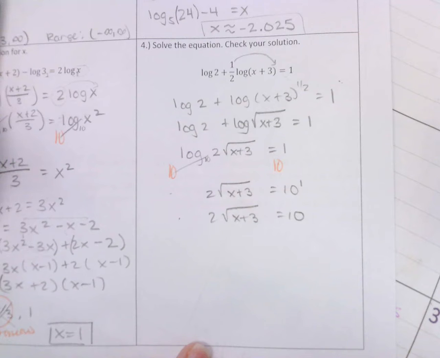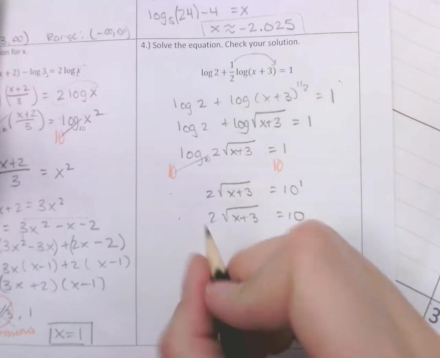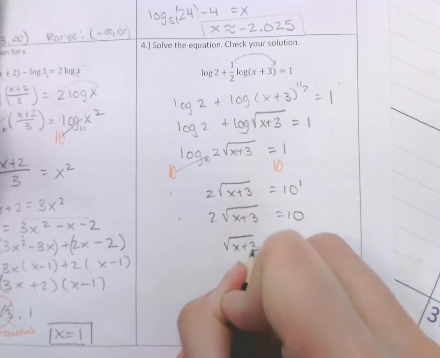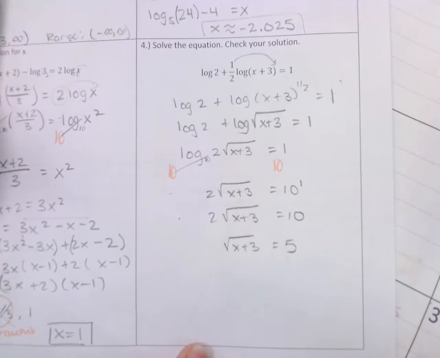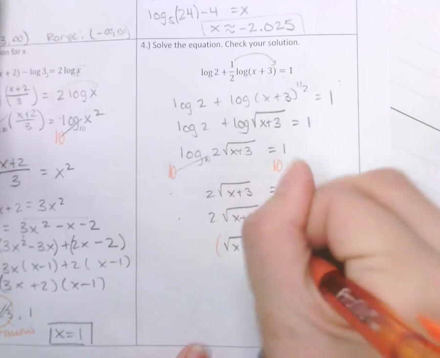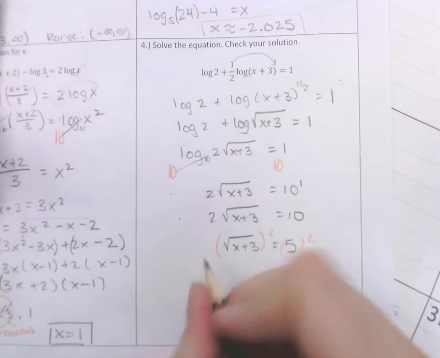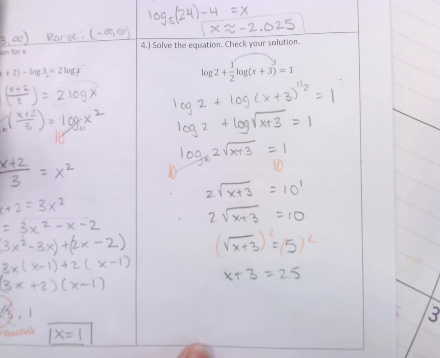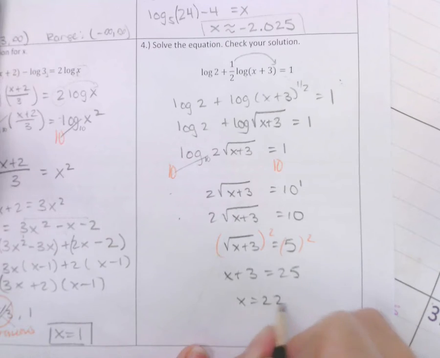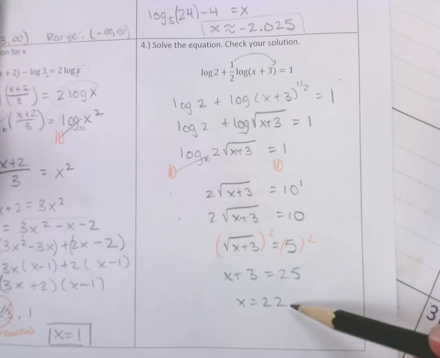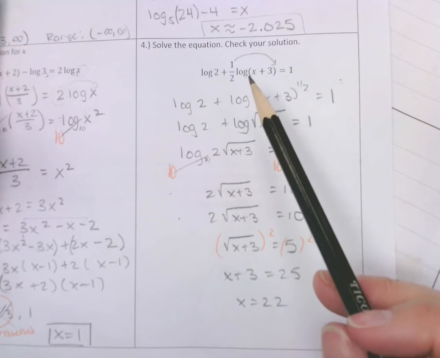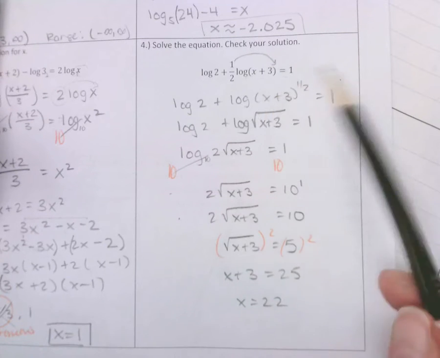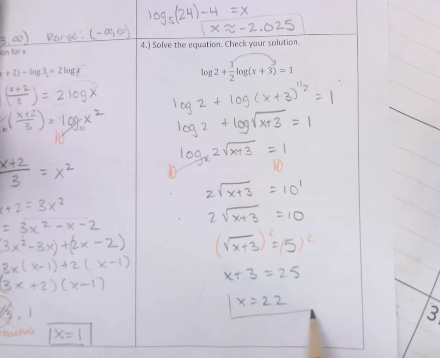This is a square root equation. How do we solve? Move the 2 over. Yeah, divide by 2. And then square both sides to get rid of the square root. So x plus 3 equals 25. And then? Subtract. Move the 3 over. So I get 22. As long as I can plug 22 back in the original and not get something 0 or negative, then it's not extraneous.